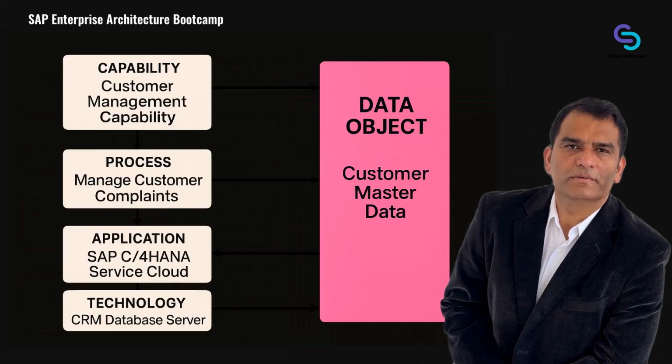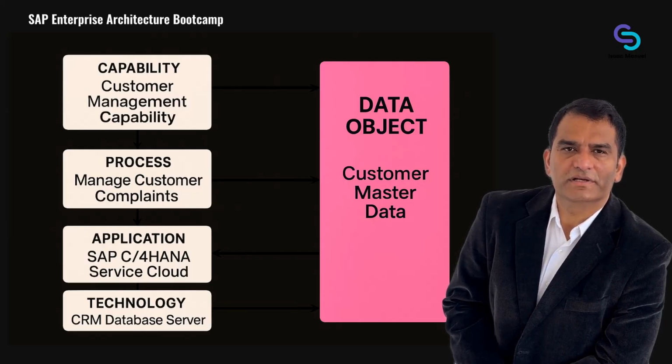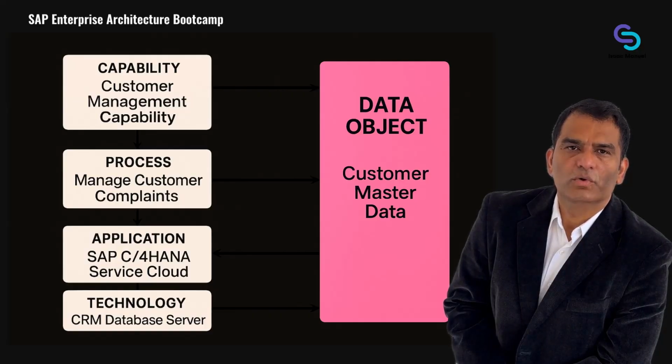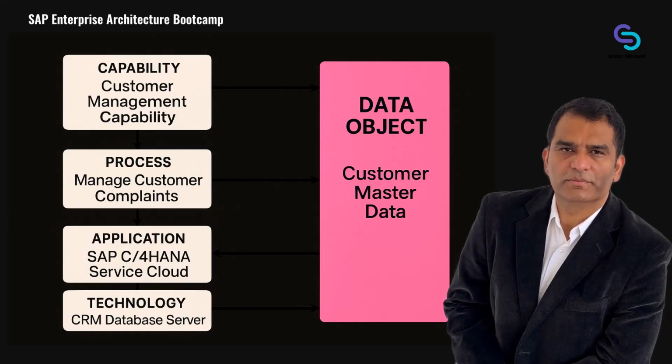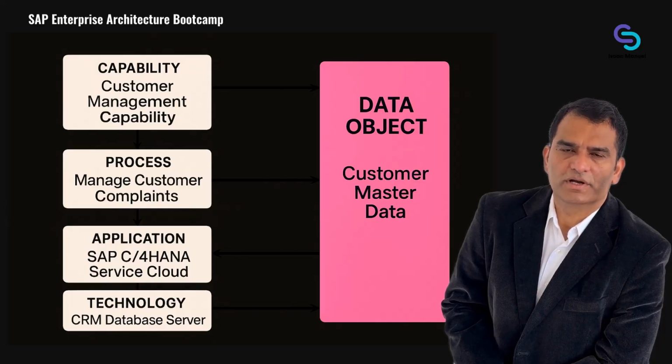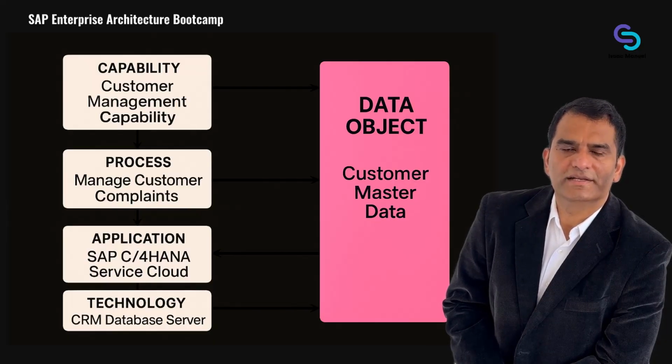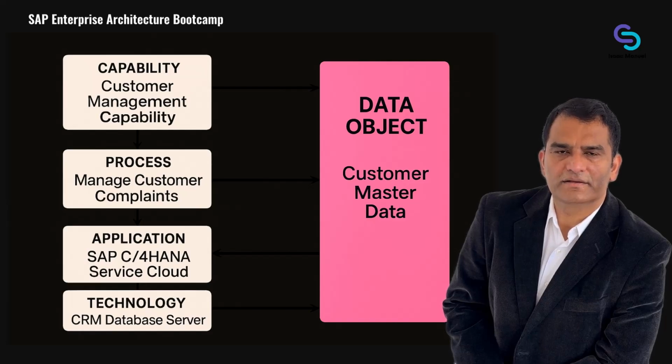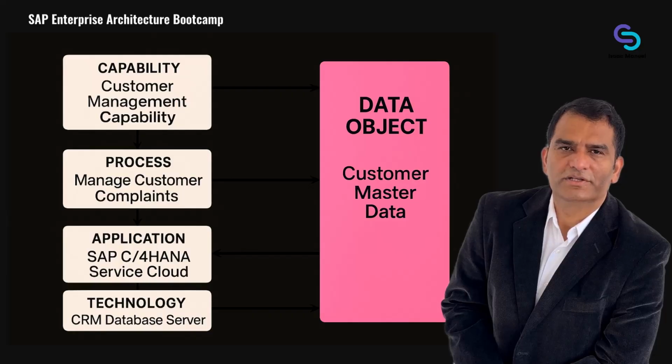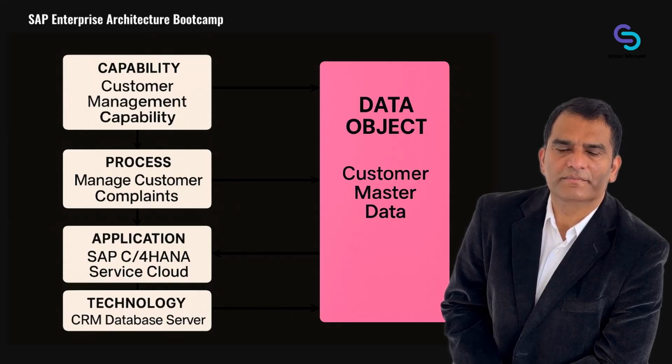Let's look at an example of meta model use. Suppose you're creating an architecture repository, a central place to store all EA artifacts, often supported by a tool. Thanks to the meta model, you can store objects like customer management capability, link it to processes like manage customer complaints, link those to applications like SAP C/4HANA Service Cloud, link those to data objects like customer master data, and link further to technology like CRM database server.